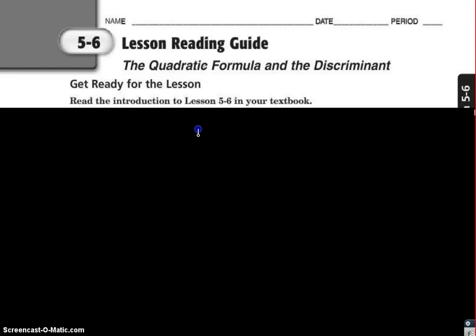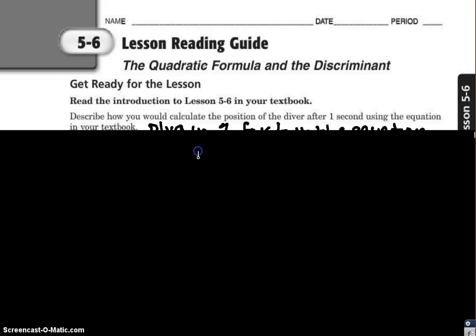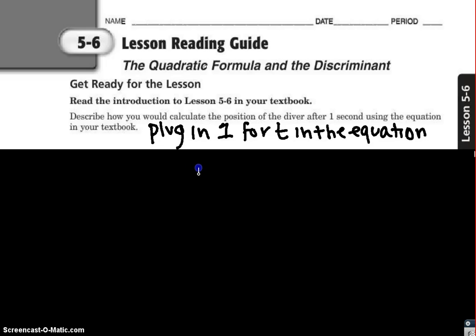Today we're going to be talking about 5-6, the quadratic formula, and the discriminant. Okay, so let's kind of review. It says describe how you would calculate the position of the driver after 1 second using the equation in your textbook. So regardless of what the equation is, guys, if I'm given 1 second, I would just plug in 1 for the t, which is time, into the equation. So we're going to use the same concept when we're talking about the quadratic formula.